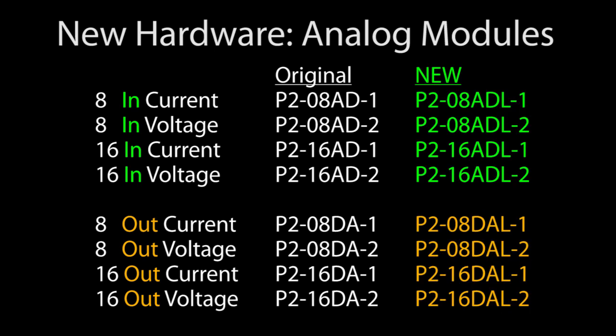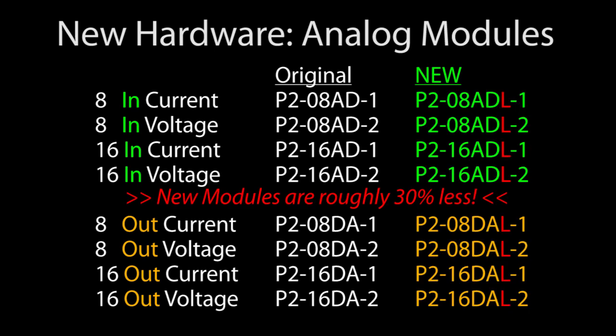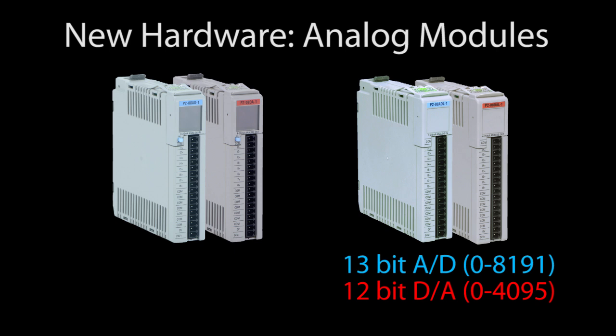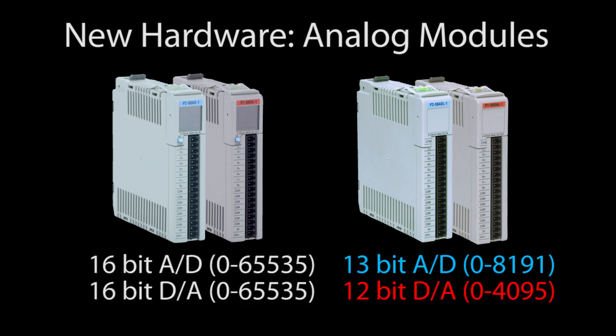The new analog modules give you all the same functionality as original modules, but at a price that's about 30% less than the original modules. What's the difference? Well, for one, they're a lower resolution. They have a 13-bit input and a 12-bit output instead of the 16-bit resolution of the original modules. And we removed the fancy OLED display.